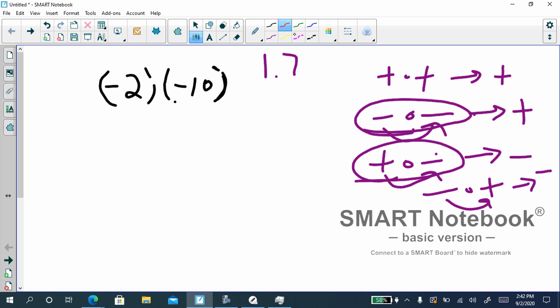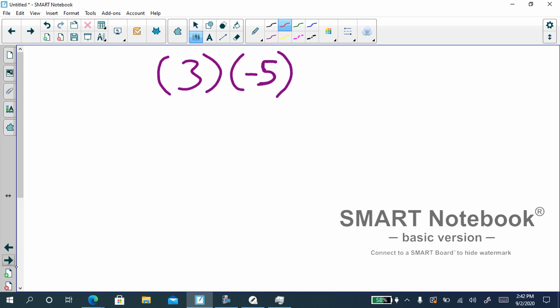So here when we multiply these together, we take care of the sign first. We have a negative times a negative, which makes a positive. And then 2 times 10, which is 20. Here, if there's not a sign with the 3, it's understood to be positive. So we have a positive times a negative, which is negative. 3 times 5 is 15.